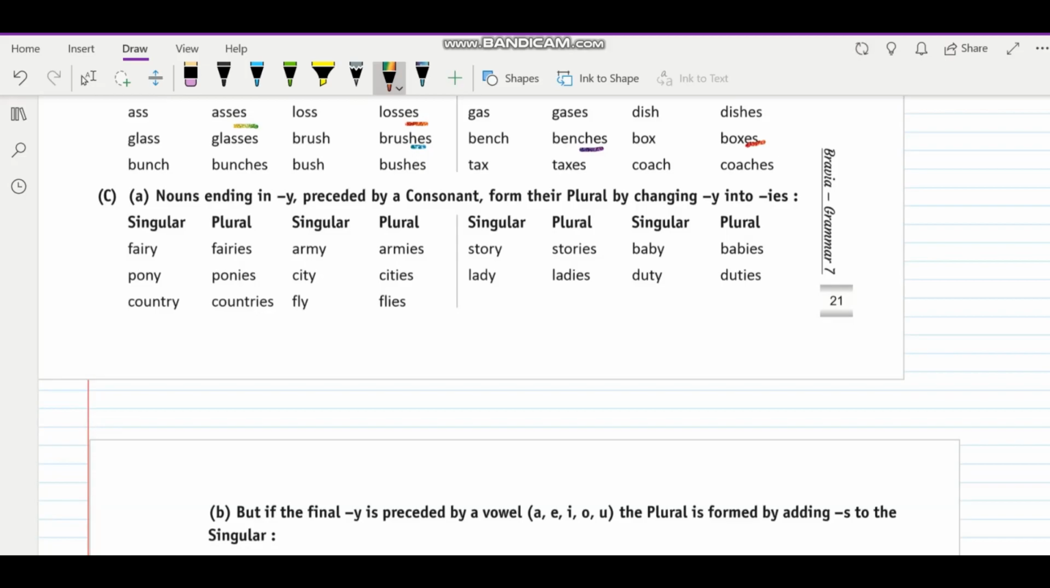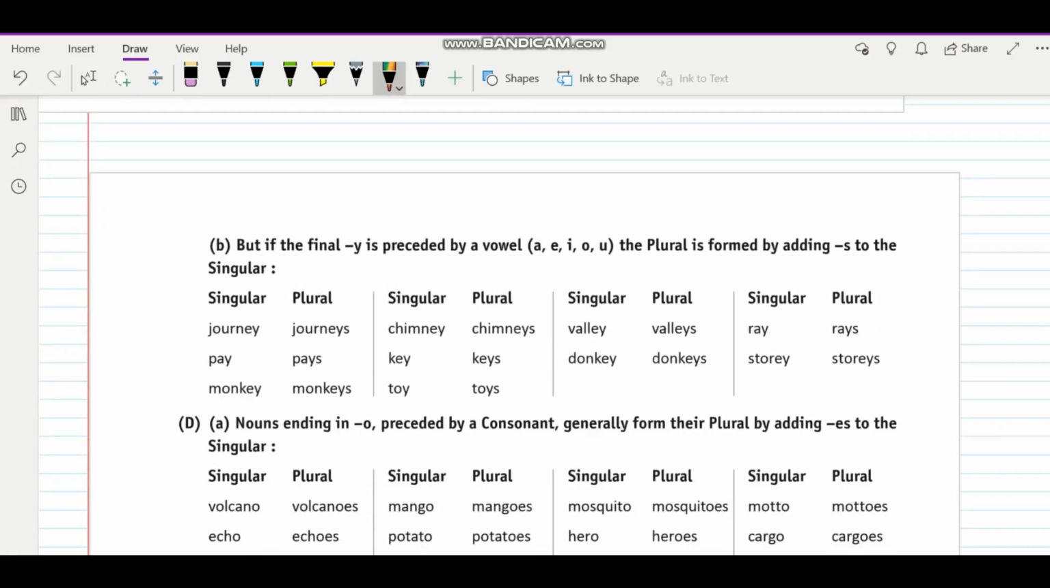The nouns which are ending in y and are preceded by a consonant. I hope you all know what a consonant is. A consonant is the alphabet which is not a vowel. A, E, I, O, U are the vowels, and a consonant is any other alphabet other than that. So we change it into plural by adding IES. So Y will be removed and IES will be added, like fairies, cities, babies, and so on.